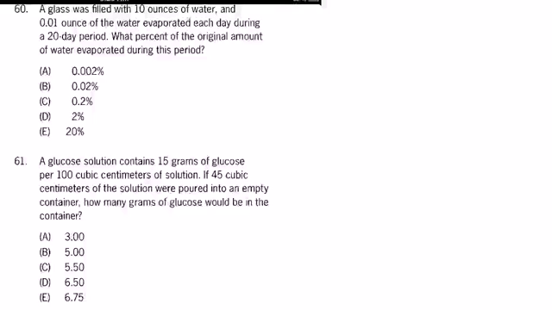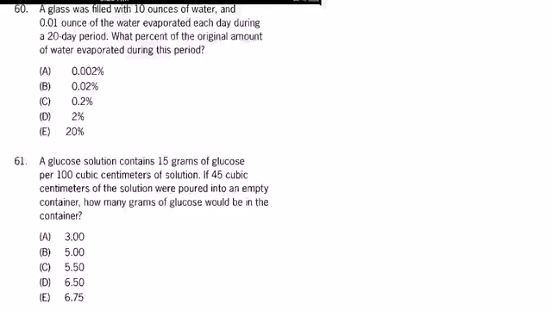These are 3 GMAT problems that are pretty straightforward, so I thought I'd just go through them one by one. First one, a glass filled with 10 ounces of water and 0.01 ounces of water evaporate each day during a 20-day period. We're asked what percent of the original amount of water evaporated.